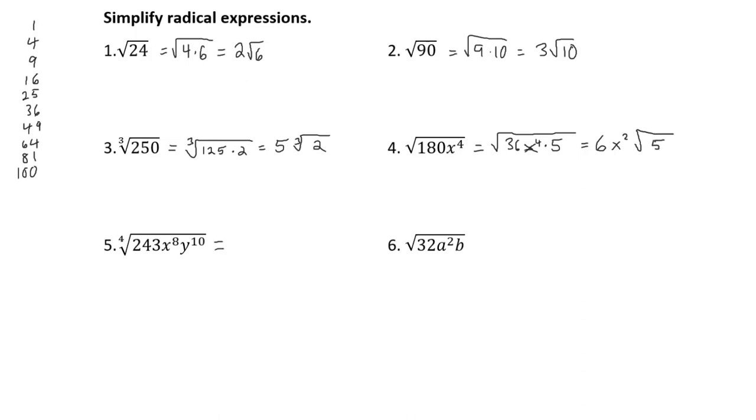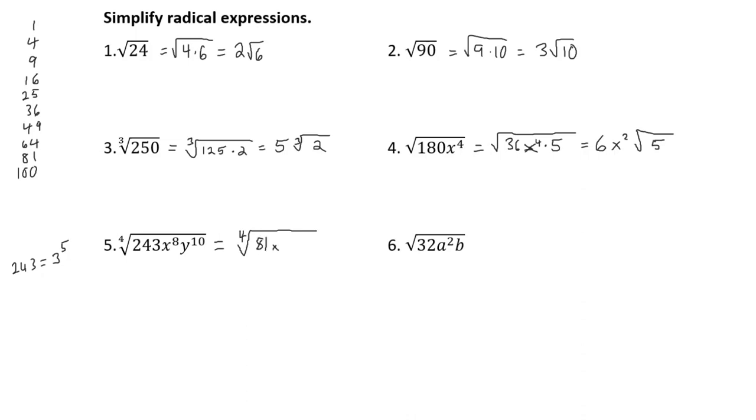All right, so now we need to find the fourth root of 243. And so the fourth root of 243, well, 243 is 3 to the 5th power. So 3 to the 4th power is 81.